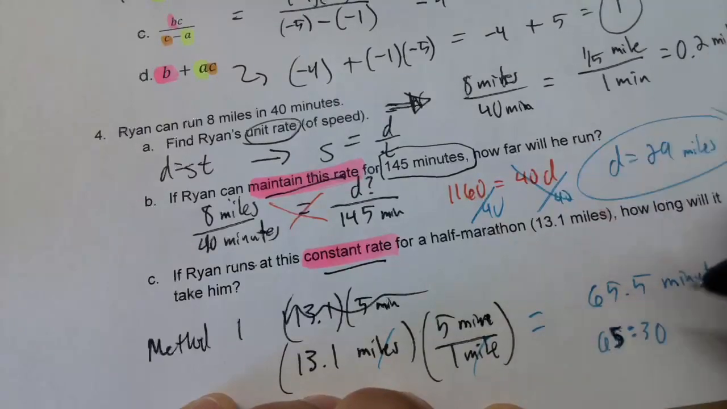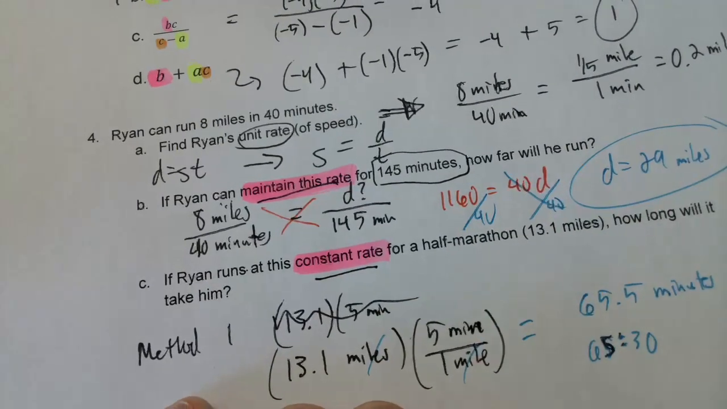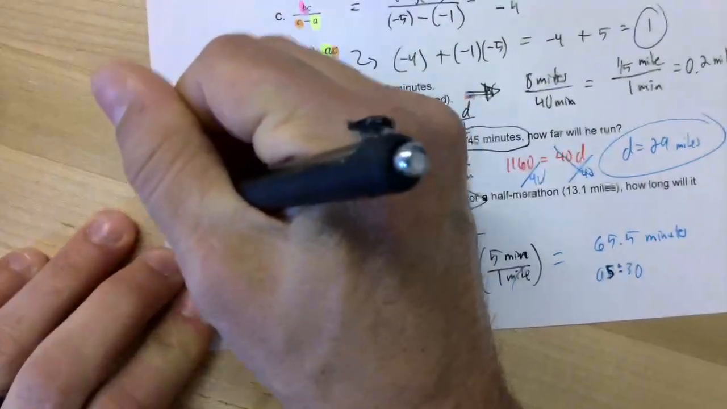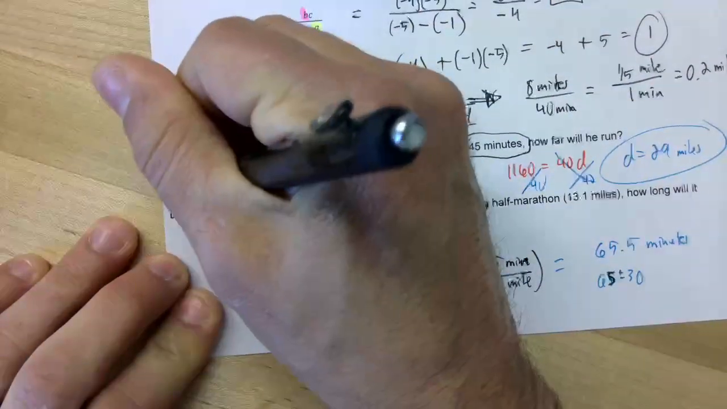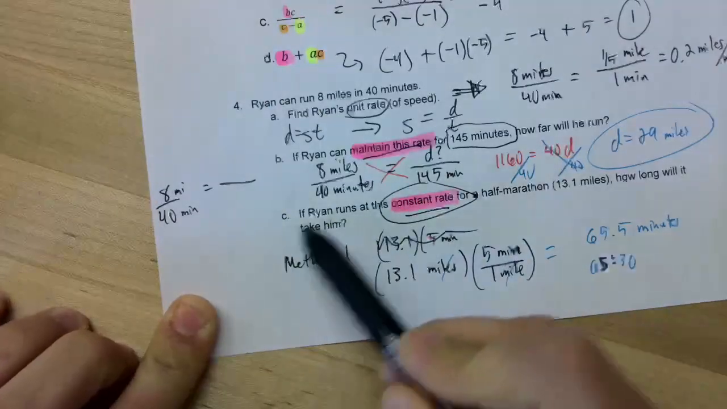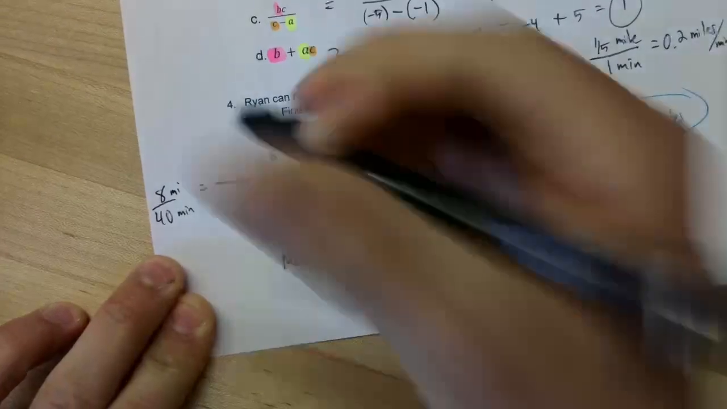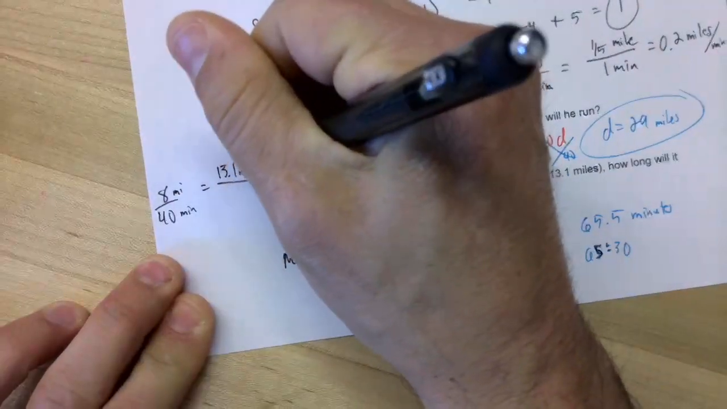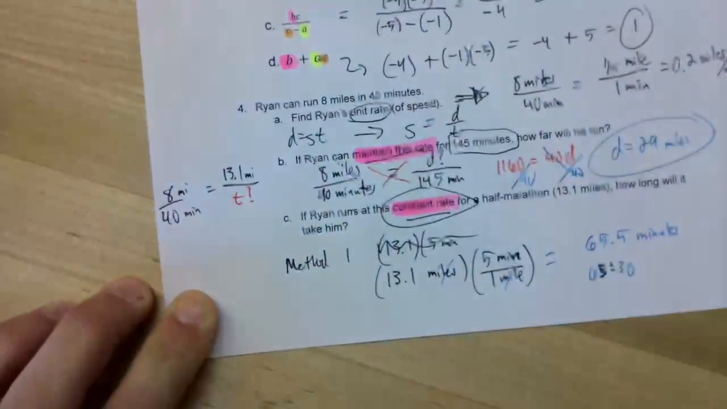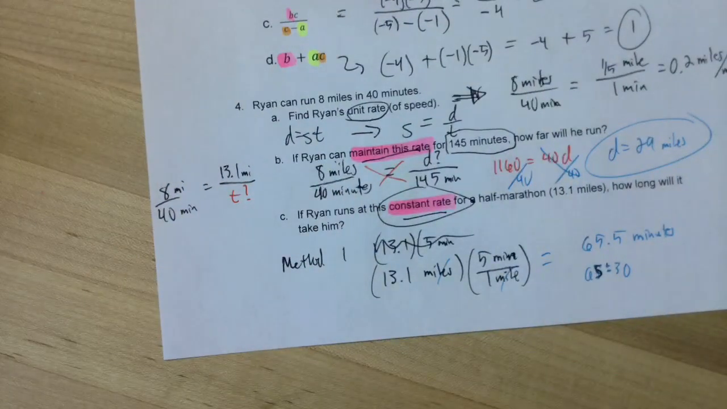Now, how do we do that with a proportion? The same way we did the previous problem. So I'm going to use the rate that was given in the problem: 8 over 40. I'm going to remind myself it's 8 miles, 40 minutes, equals. So what information do we have in problem C? 13.1 miles. So that's on the top. And we don't know the time. So notice I used a different letter there to remind me, hey, I'm looking for time.